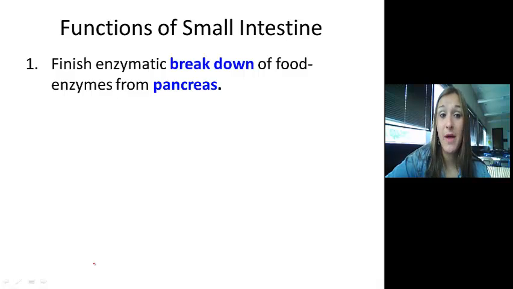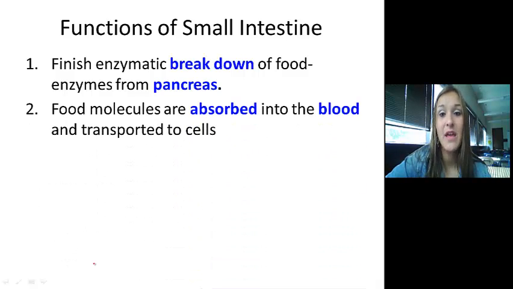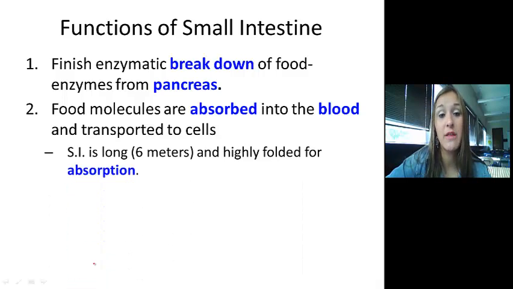So, the small intestine is the most important part of the digestive system because this is where the breakdown of food is completed. The enzymes from the pancreas are released into the small intestine to help break things down, to speed up the chemical reactions. And the small intestine is also really important because this is where the nutrients are absorbed into the blood. The small intestine, believe it or not, even though it's called small, is 6 meters long.